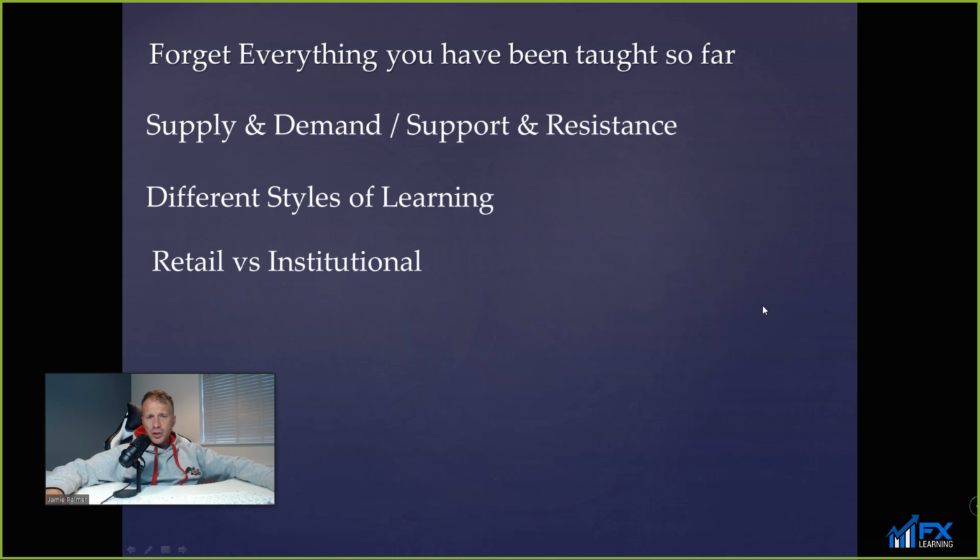Now, retail versus institutional. When it comes to trading, we need to understand who is ultimately moving the market. Okay, now the foreign exchange has $5.3 trillion traded through it every single day. Now, how much of that do you think is retail and how much of that's institutional? On average, around 98% is institutional, 2% is retail.